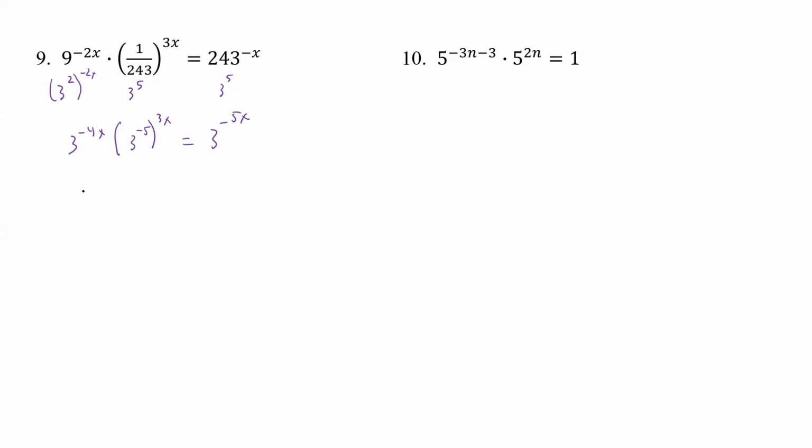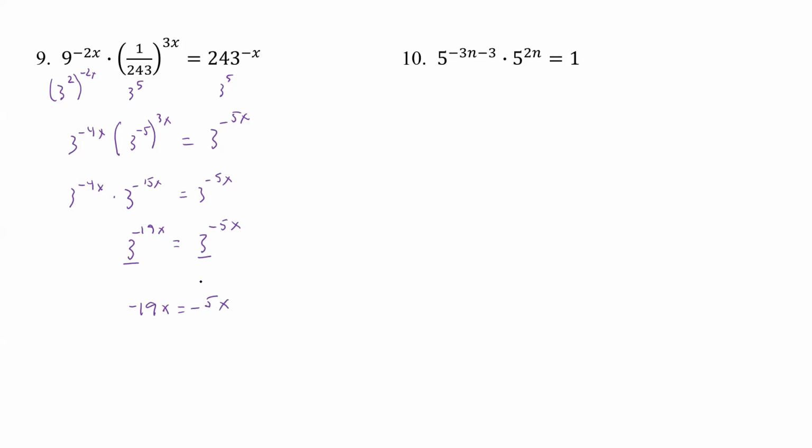Now I need to multiply here, so that's 3 to the negative 4x times 3 to the negative 15x equals 3 to the negative 5x. Now remember, when you multiply like bases, you just add the exponents. So that's going to be 3 to the negative 19x equals 3 to the negative 5x. Now we have a single base that's the same. We just set those two exponents equal.